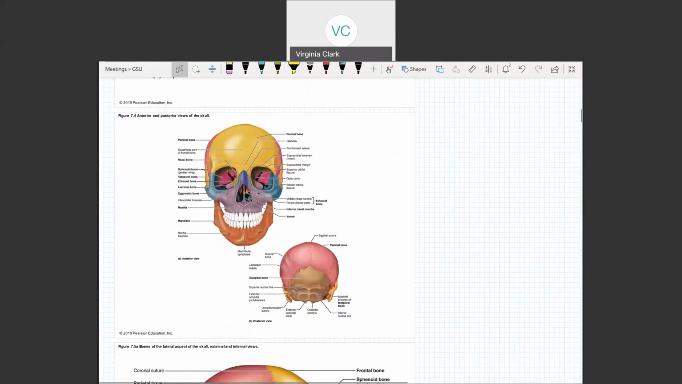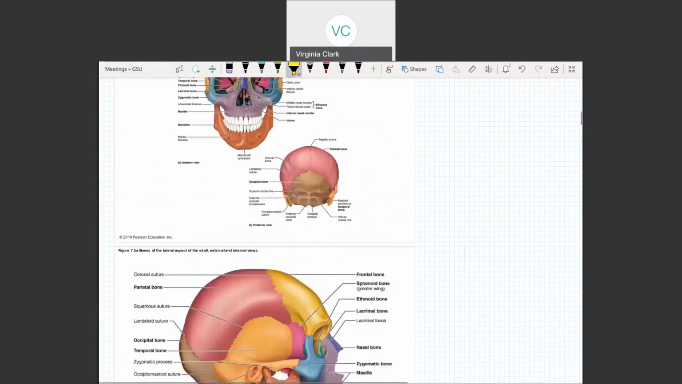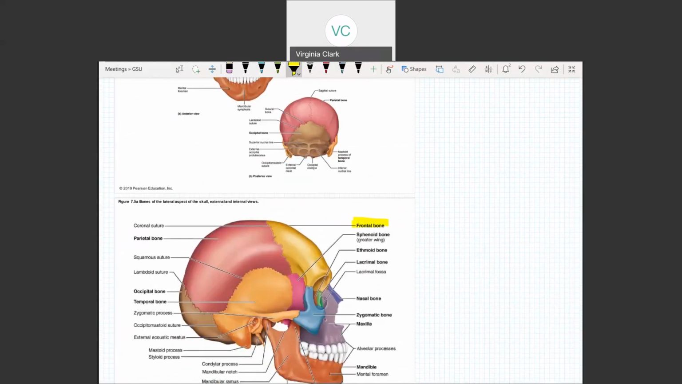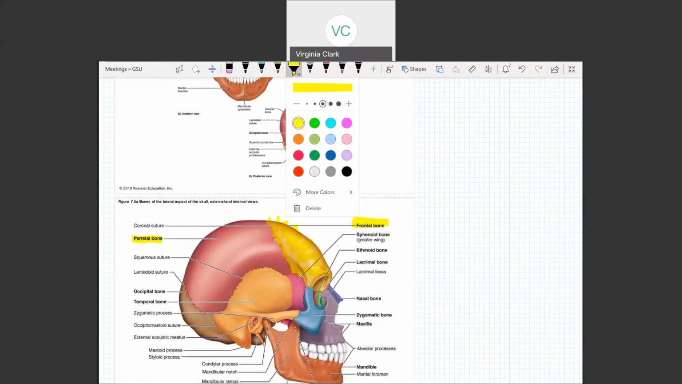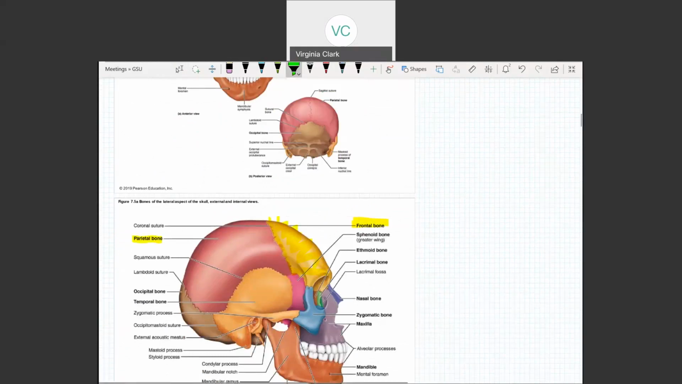What I'm going to do is go down to this right here. When we're looking at this, the yellow bone right here is your frontal. The side is going to be your parietal. Looking at the front, the frontal is going to be this yellow. He makes up this section, whereas your parietal is going to be this red, and he will make up the latter half. He will make up this section. So that's where those 2 bones are.